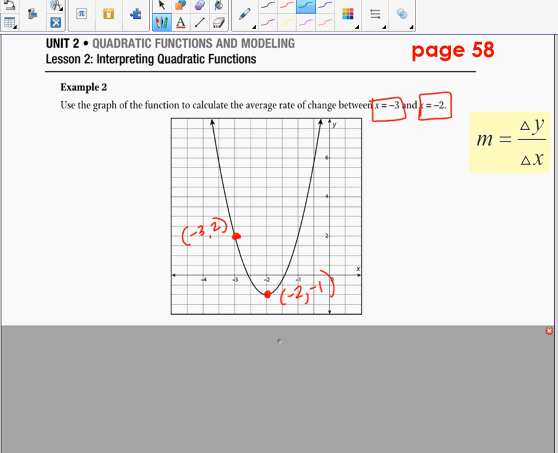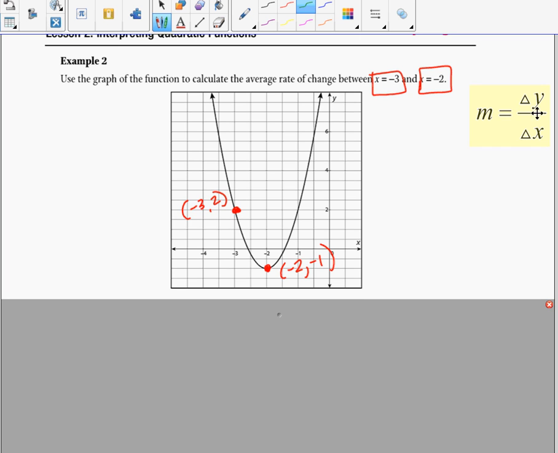So I'm going to do this graphically and say, okay, well, it's change in y over change in x. Y, remember, is our vertical axis. So we had a change from here to here. We went from a positive 2 to a negative 1. So that was a change, a difference of 3. And then our change in x, we went from negative 3 to negative 2. So our change in y over change in x in this case is going to be down 3 and over a positive 1. So technically our rate of change is negative 3.